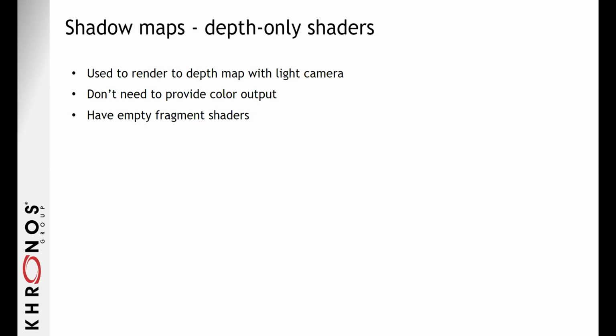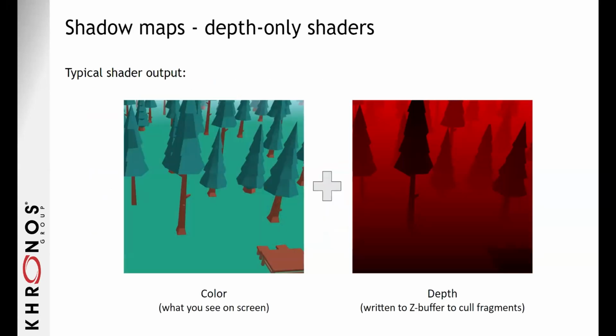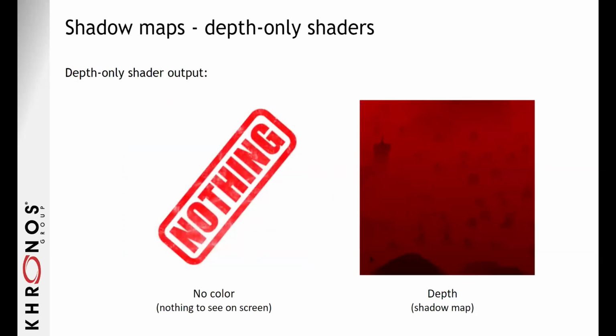To render objects to the depth texture, special depth-only shaders are used. Since these shaders don't need to provide any color output, their fragment shaders are completely empty. And yes, this is a perfectly valid GLSL fragment shader, not a typical one. The typical shader output is color, which is what you see on screen, and depth, which is written to the depth buffer and is used only to cull fragments. However, these shaders don't provide any color output and are used only to render scene depth information from the light source point of view.